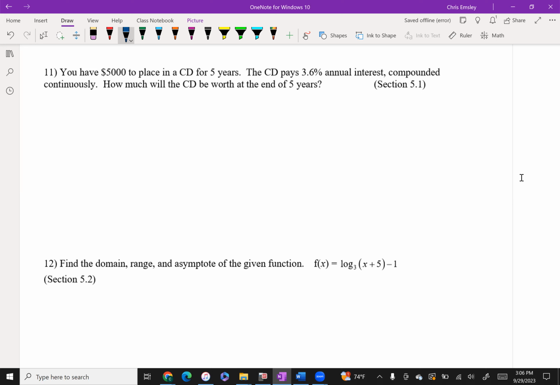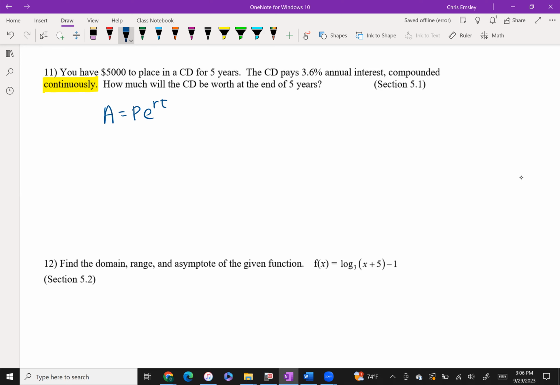So first off, we have two compound interest formulas. One is for interest compounded periodically, and one is for interest compounded continuously. So that's clearly the one we want to use here. It's the one with the natural logarithmic function in it.